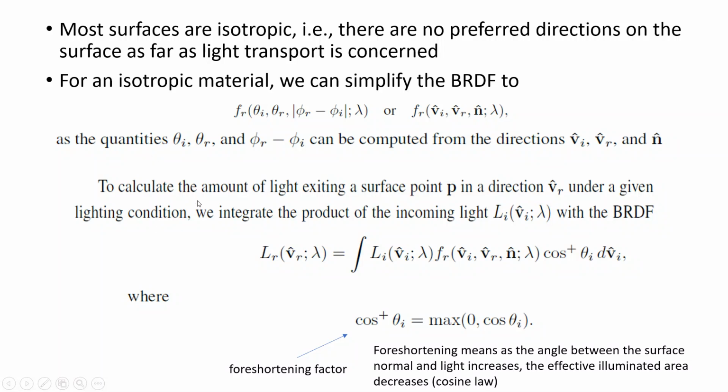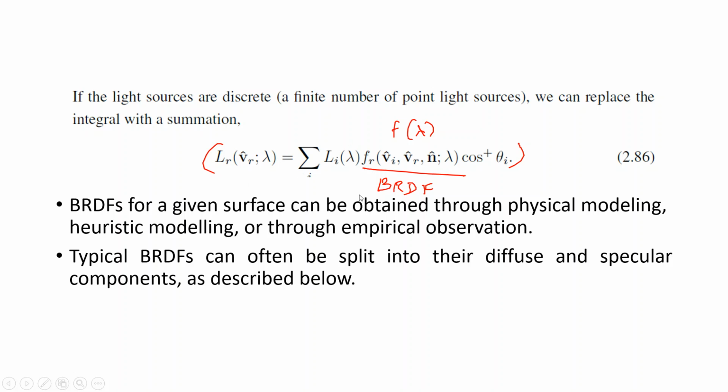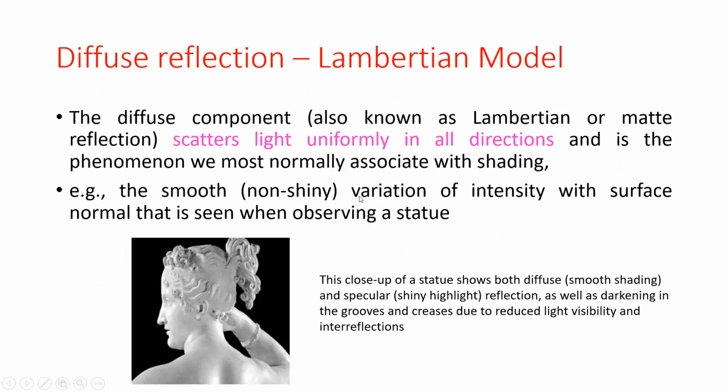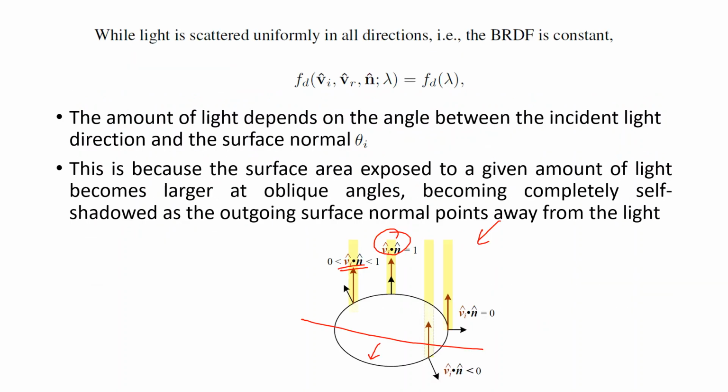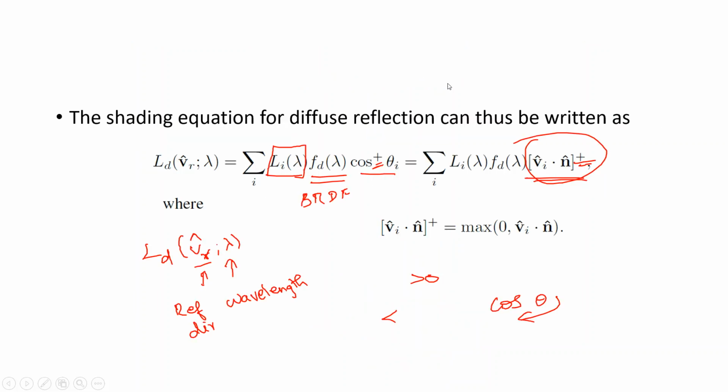Then we are moving to light. If the light is continuous, we take integration, and we are going to consider four factors: Li, which is nothing but the incident light, the simplified BRDF, and the foreshortening factor along with dVi. If it is summation, we won't focus on dVi, so these two terms will be omitted. Next, we move to diffuse reflection. In the case of diffuse reflection, the BRDF becomes a constant, so we represent only lambda here. The previous equation is further simplified, fd of lambda.